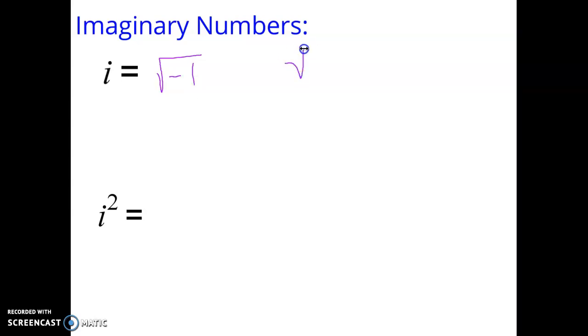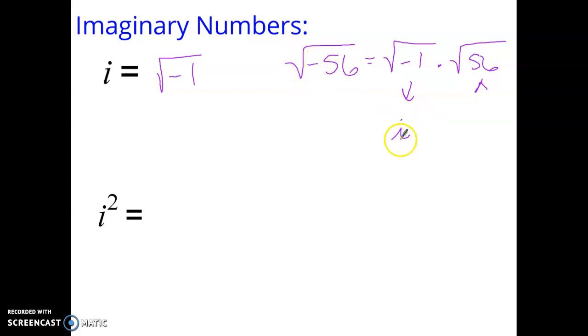So if I have, say, the square root of -56, I can rewrite this as the square root of -1 times the square root of 56. I know the square root of -1 by definition is i, and then I'm going to have to do a factor tree on the 56 to figure out what the rest of the answer is. But anytime I have a negative on the inside of my square root, I'm going to end up with an i.